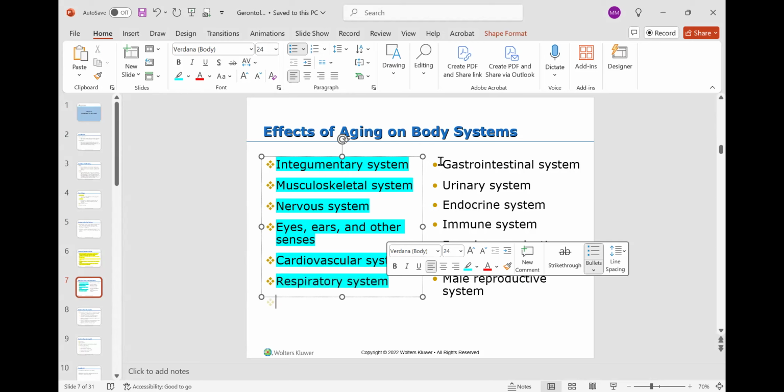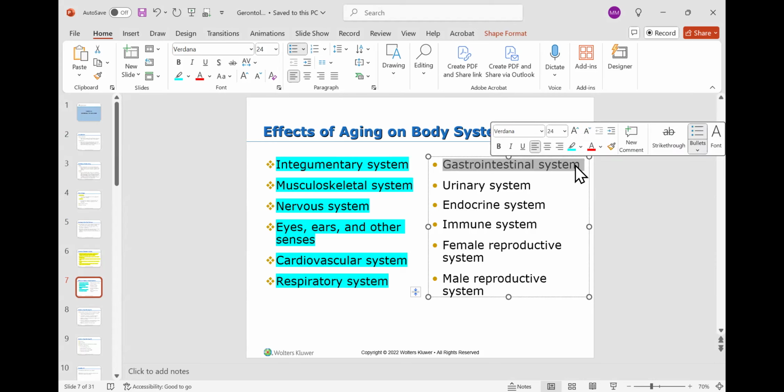Then we have the gastrointestinal system. Few things happen here. So intrinsic factor that's made in your stomach helps you absorb vitamin B12 from the foods that you eat. Well, your stomach's getting a little older, doesn't make as much, sometimes doesn't make any intrinsic factor. So you may develop a vitamin B12 deficiency. That's called pernicious anemia. See that in a lot of older folks.